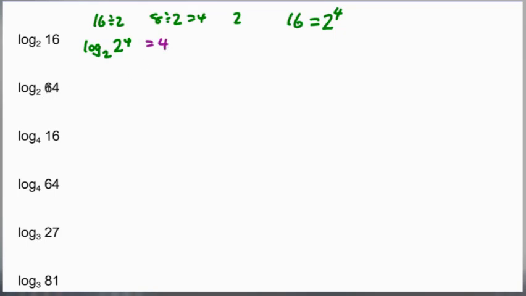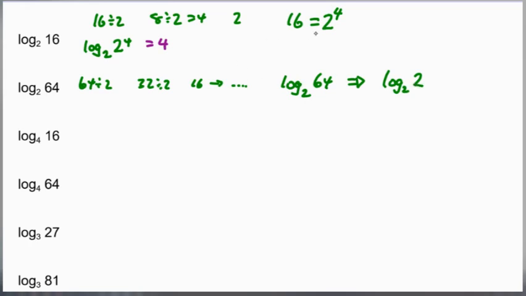Okay, 64. Once again, it's base 2. So I'm going to take 64 divided by 2. That's 32. Divide that by 2 is 16, and so on. So I know that the log base 2 of 64 is equivalent to, I'm going to draw an arrow here, log base 2 of 2. Now let's see, that was 4. That was to the power of 6. So log base 2 of 2 to the 6 is 6.